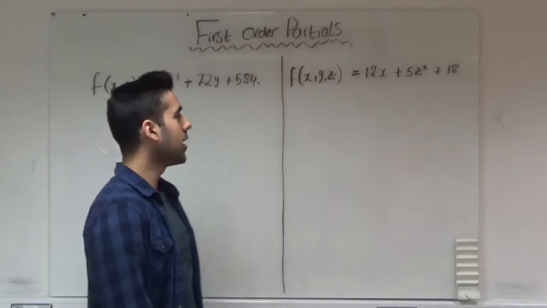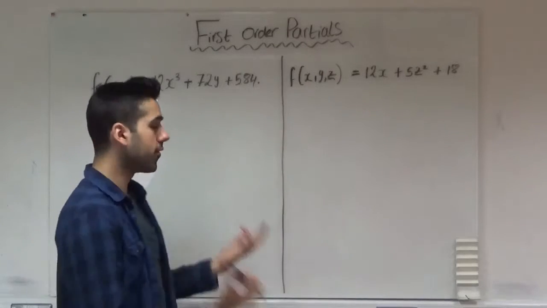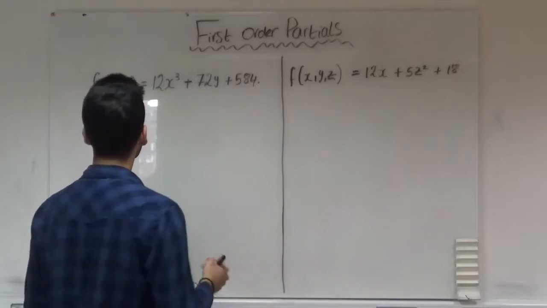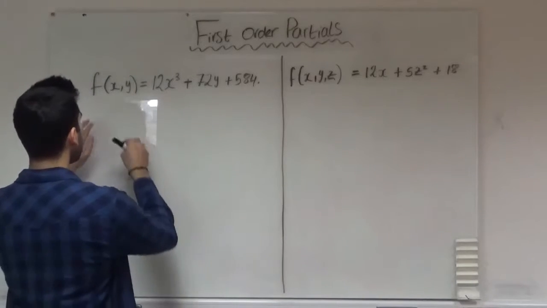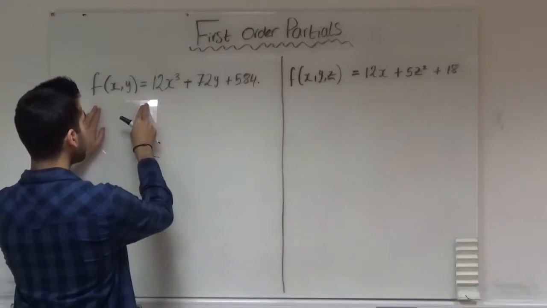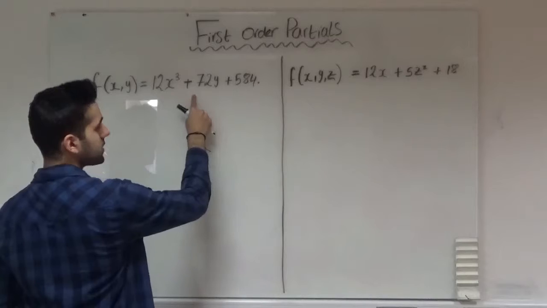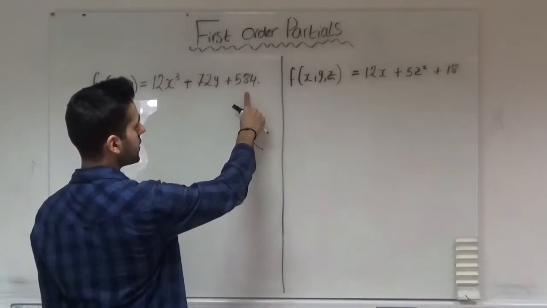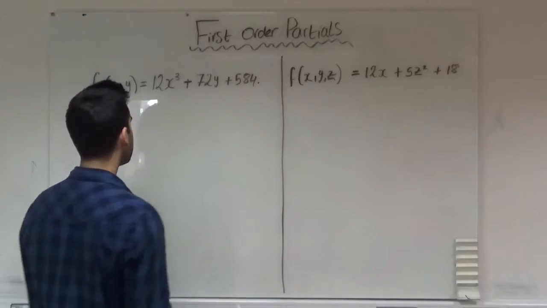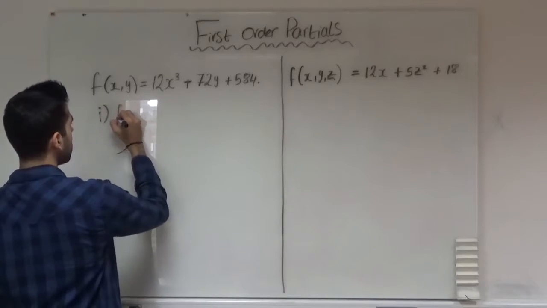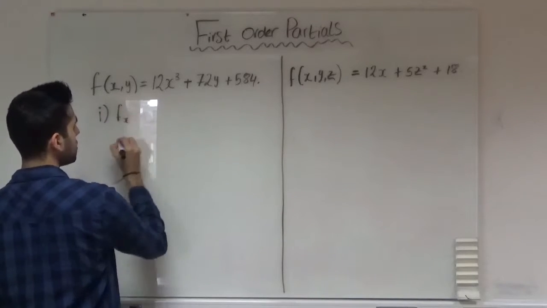Hi everyone, so today we're going to be looking at first order partial derivatives, and I'm going to go through two examples of this case. So in the first case we have a function of two variables given as f of x and y is given as 12x cubed plus 72y plus 584. Now the question would be something like part 1, find the partial with respect to x.